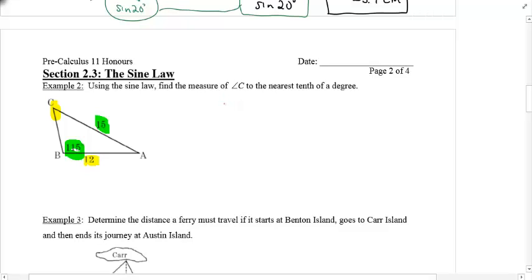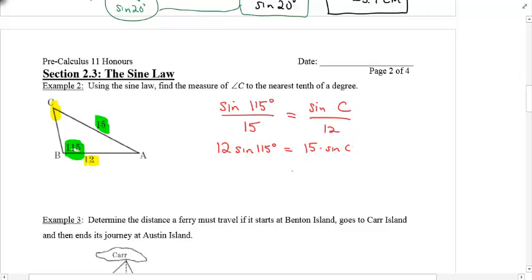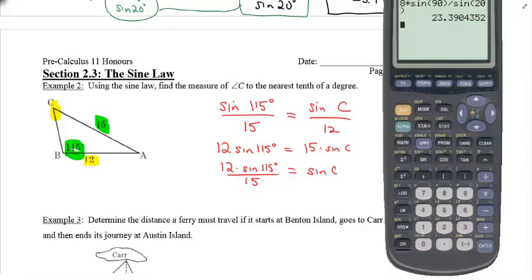I can start writing my ratios. I'll say sine of the 115 all over 15 is equal to the sine of my missing angle C divided by 12. Once again, it's two fractions, one on the left, one on the right. You can cross multiply to try to solve. So 12 times sine 115 equals 15 times sine of C. I'll actually ask you to isolate sine C first this time. So sine C is equal to 12 times sine 115 degrees all over 15. It's time to go ahead and use your trusty calculator.